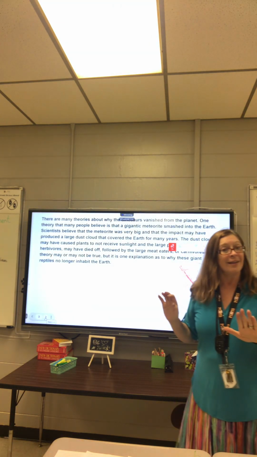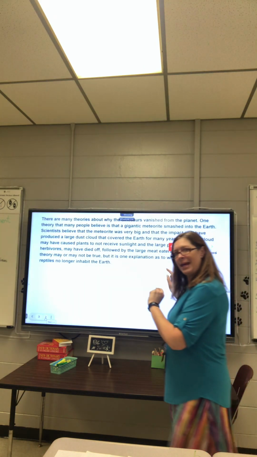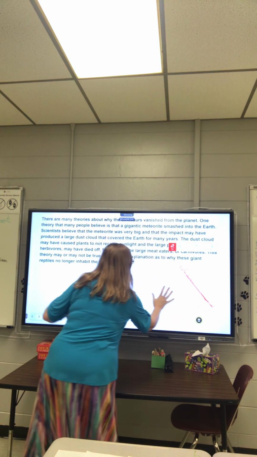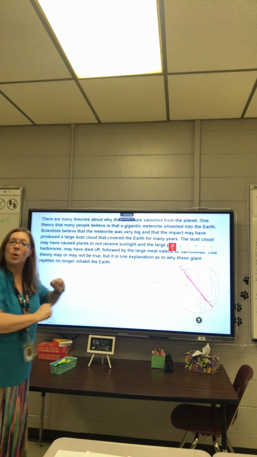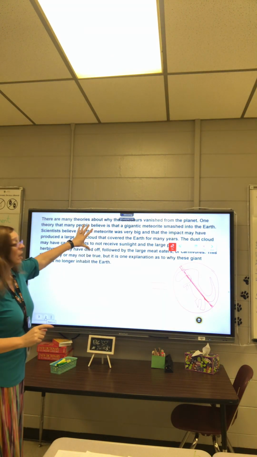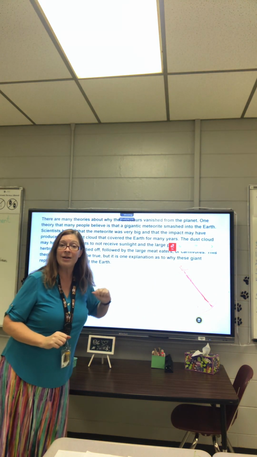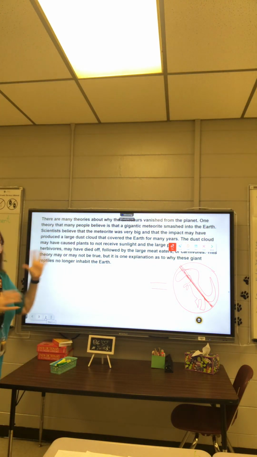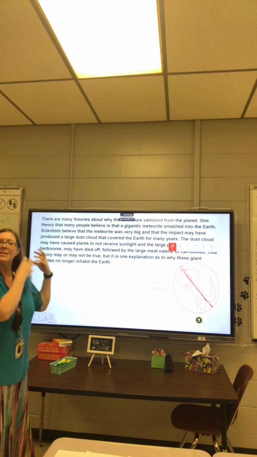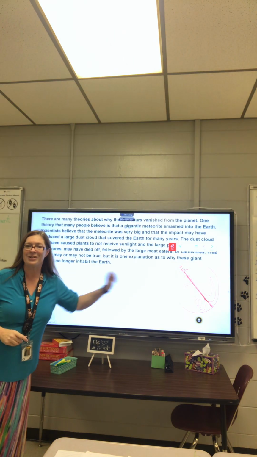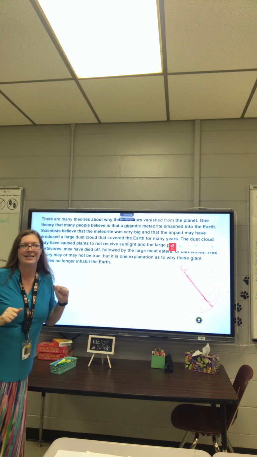So again, I'm going to put an equal sign, because everything to the left here is going to be the cause, according to the article, of why there are no more dinosaurs, right? So what are the causes? What did the scientists tell us in this article that caused the dinosaurs to be extinct?